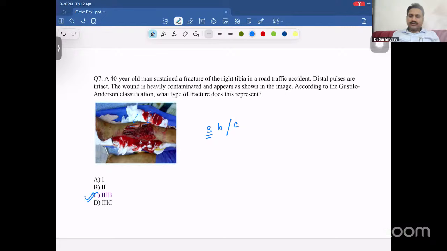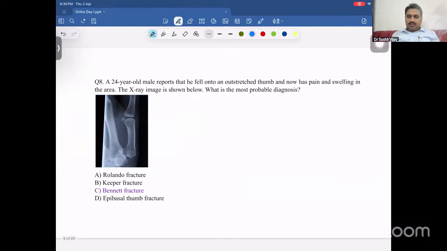3C में क्या होता है? Periosteal stripping, distal pulses are intact. Very good. So that means distal pulses are intact. That is type 3C. अगर pulse नहीं होती तो open fracture is very good. The classification to be used is Gustilo-Anderson classification. So distal pulses will be intact. Broken bone, muscle flap, 3C, blood vessel involved, pulselessness. Very good. You are right.